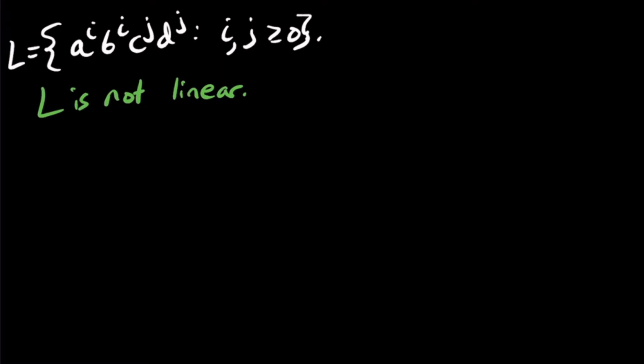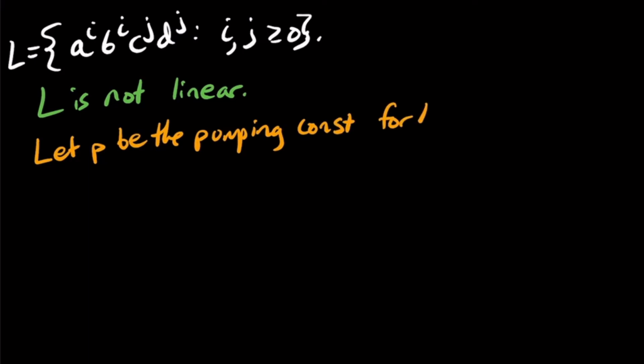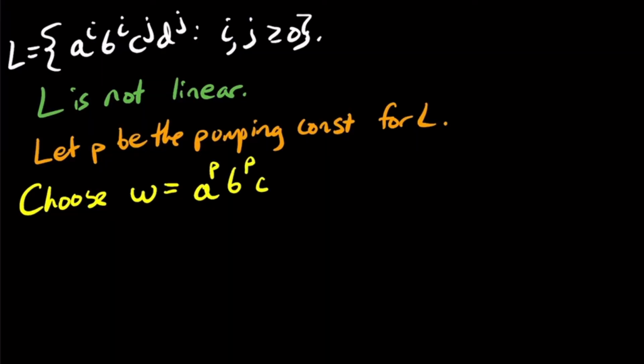Okay, so it's not linear. So let's try to prove that. Let p be the pumping constant for L. Then I'm going to pick a particular string. I'm going to choose w to be a to the p, b to the p, c to the p, d to the p. And that very clearly is in the language because i and j are both p. There's no condition on whether i and j have to be equal or not. They just happen to be in this case.